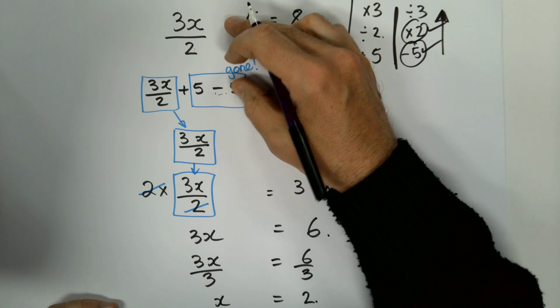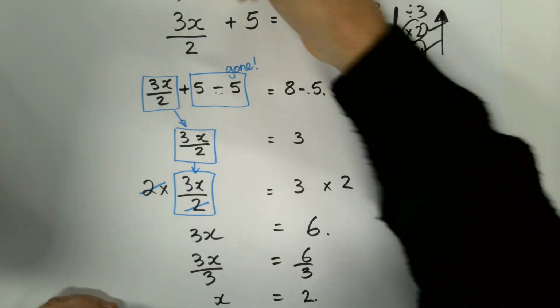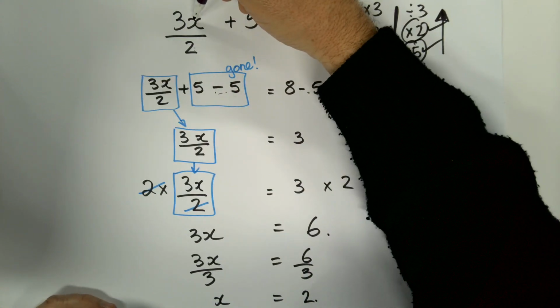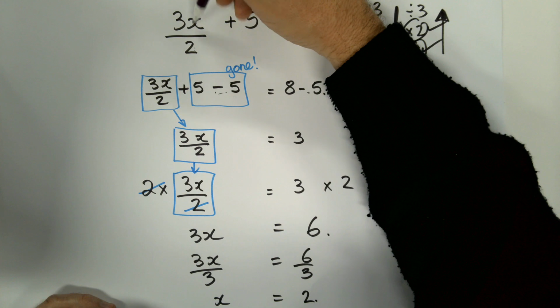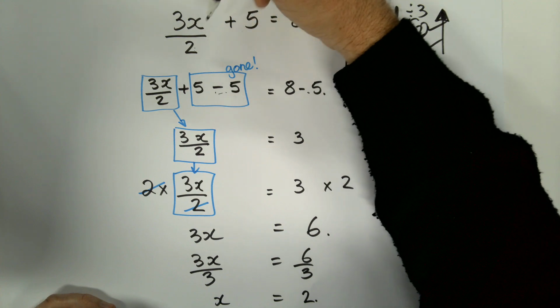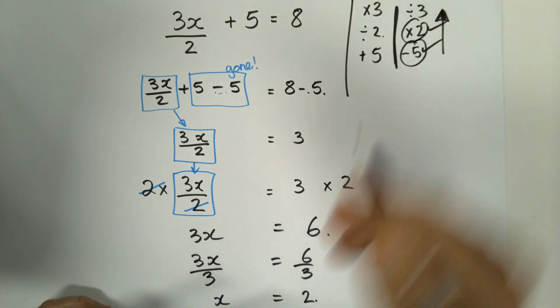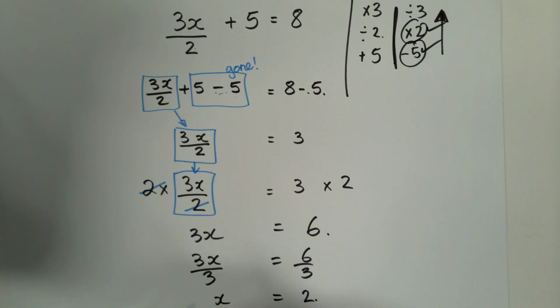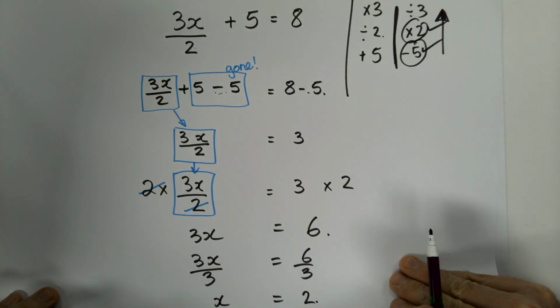Moving all the way back up here. Let's put 2 in there. So 3 times 2 is 6. 6 divided by 2 is 3. 3 plus 5 is 8. Done. Okay, time for some practice.